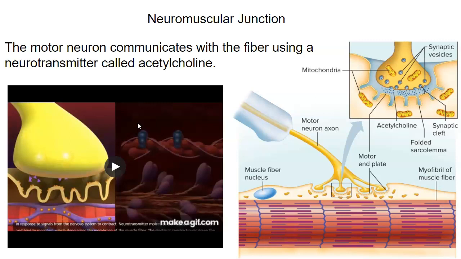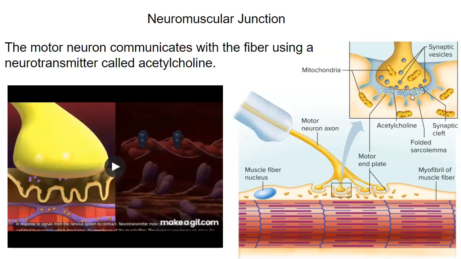Let's look more closely at the neuromuscular junction. The motor neuron communicates with the muscle fiber using a neurotransmitter called acetylcholine. So remember that name. We're going to look at that in just a moment. So here's a motor neuron, and this is the cell membrane of the muscle fiber. This is the neuromuscular junction. If we zoom in on that neuromuscular junction, we see that this is the motor neuron, distal end of it, and this is the cell membrane of the muscle fiber.